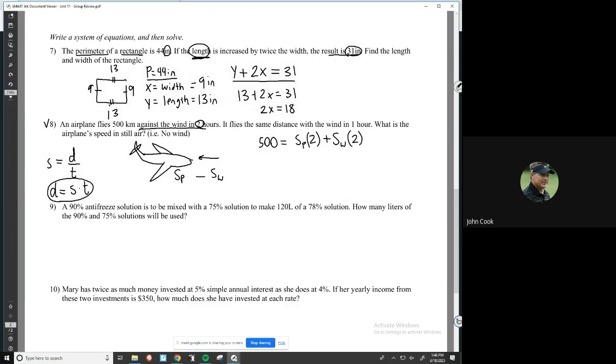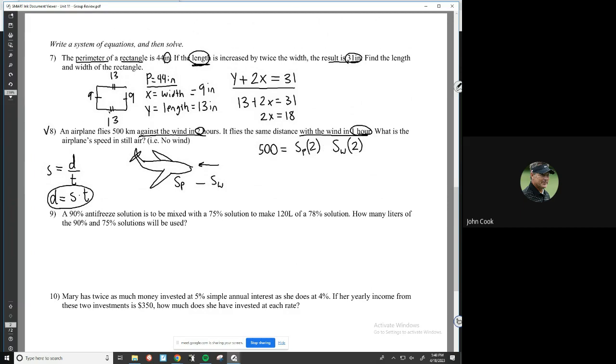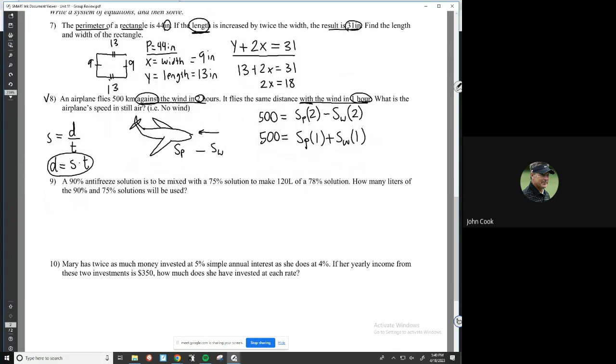And then we're going to do the same thing with flying with the wind. Oops, I should have subtracted. My bad, I made a little mistake. Since it says that it's against the wind, these should be subtracting each other. The other equation, since it's with the wind, they need to be adding together. So it's going to be the speed times the time plus the speed of the wind times the total time. And that's going to be the same distance, 500, because it goes the same distance there and back. And the amount of time that it took to travel that distance with the wind was 1 hour. So what we're going to do now is write this up as a system of equations and then solve.